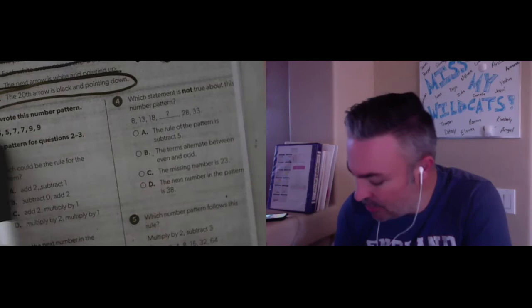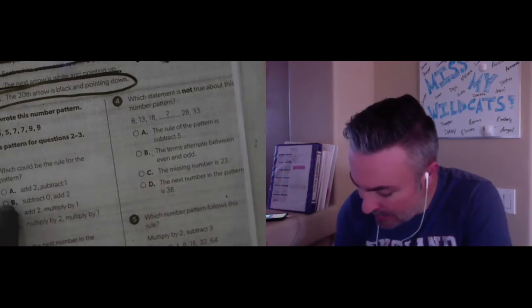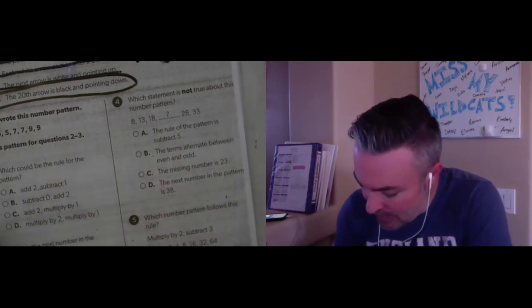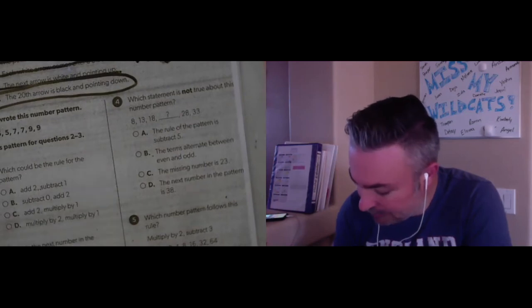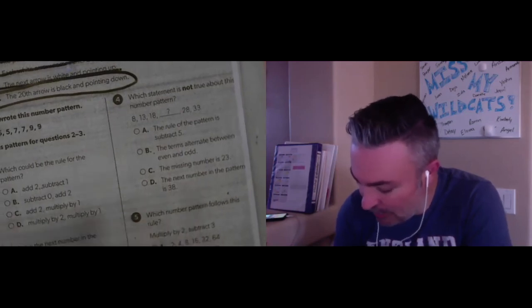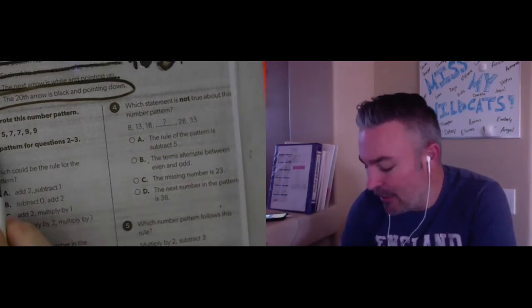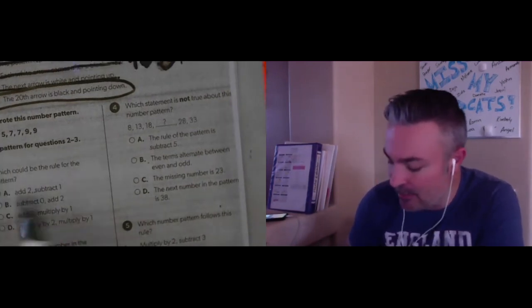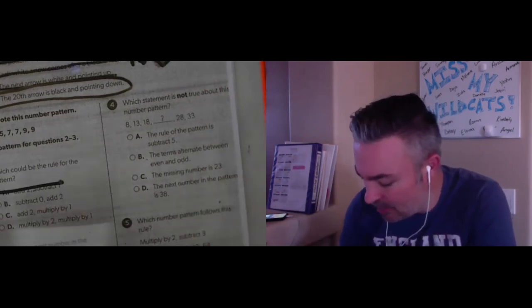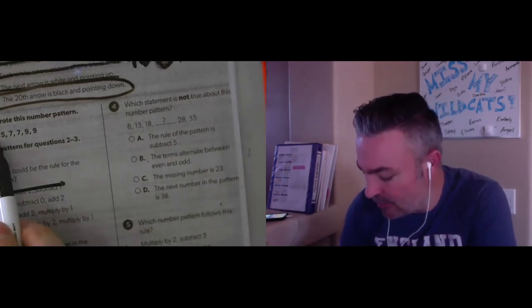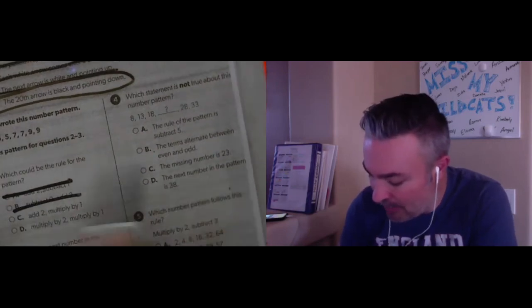So there you add 2, you subtract 1. That's not it. Add 0, subtract 2. Add 2, multiply by 1. Multiply by 2, multiply by 1. So add 2 and subtract 1's out because if 3 plus 2 is 5, you have to subtract 1. That should be 4, so that's out. Subtract 0, add 2. If you subtract 0, it's 3, add 2. If you subtract 0, it's 5, add 2. No, that's out.